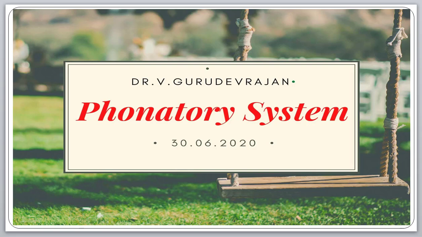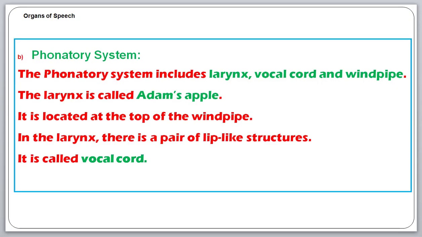Most of the sounds in any language are produced by the expiration process. So we get speech sounds through this respiratory system. Now, what is this phonatory system? What are the organs involved in this phonatory system? The phonatory system includes the larynx, vocal cord, and windpipe.